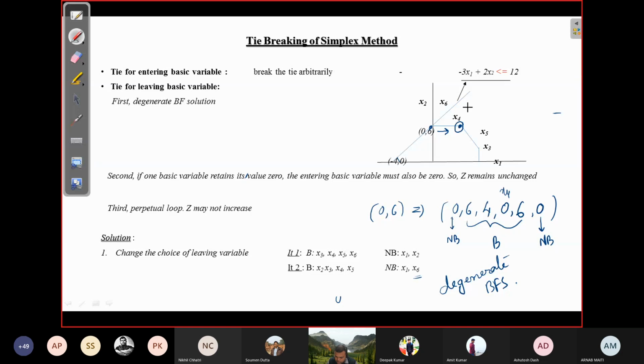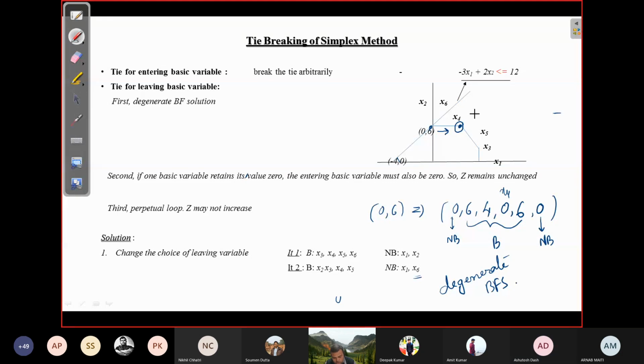What will be the value of x6 at this point? And what about x5? What is the value of x5 at this point? x5 is also 0. So at this point, x4 is 0 and x5 is 0. Ideally, x5 should also leave the base and become non-basic. But even if we keep it in the base, its value is 0. It will again be a degenerate solution, and that is fine. But what about x6? What will be the value of x6? Some positive value.